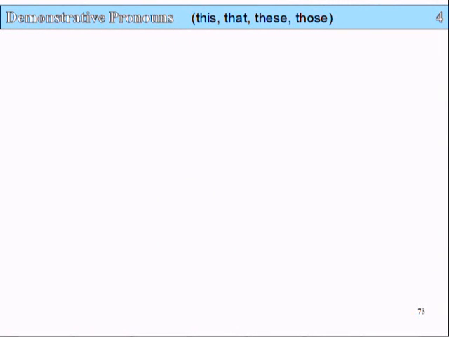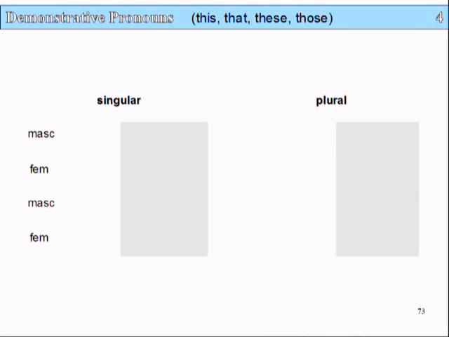Slide 73, Lesson 4, Demonstrative Pronouns. This, that, these, those. Okay, we're going to have a look at the words for this, that, these, and those in Hebrew.